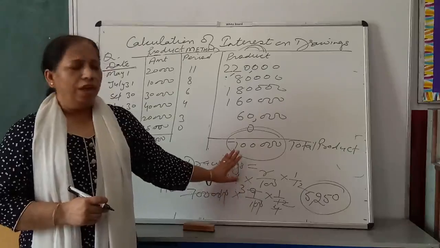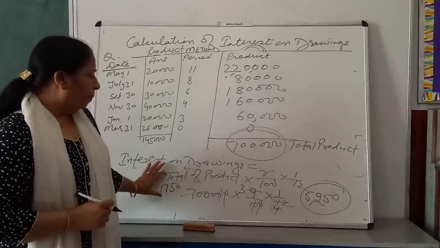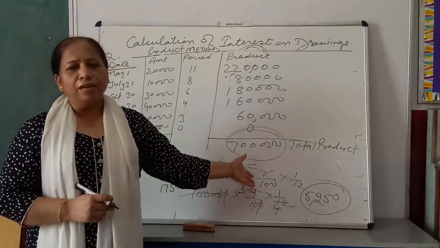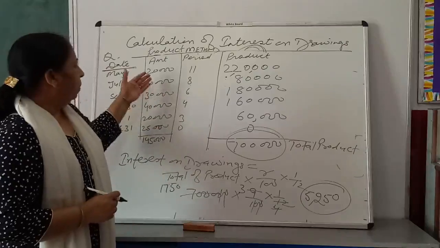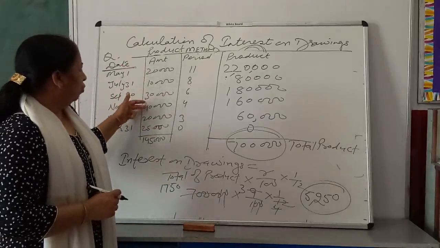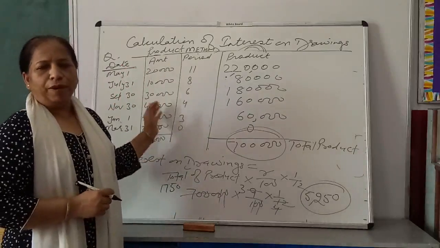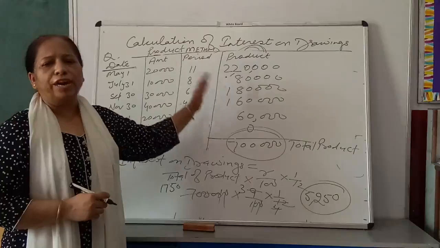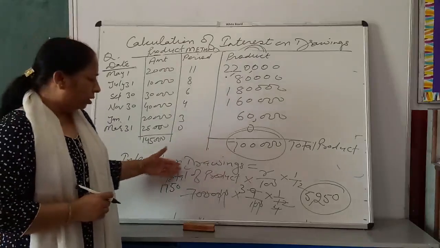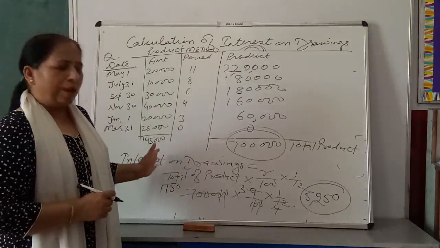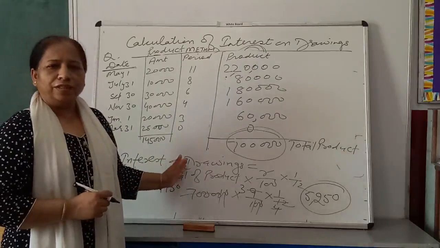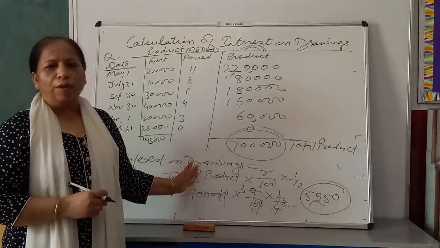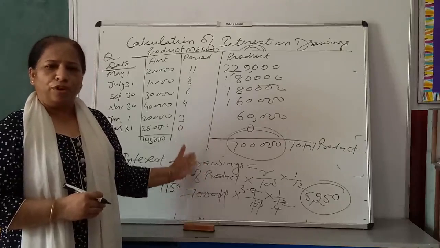Why is it so? In the product method, you just apply the formula once and you get the answer. But in the simple method, you apply the formula 6 times. You calculate interest on drawings 6 times, then you get the answer 5,250. So it is better for you to apply the product method to calculate interest on drawings. So this was all about your simple method and product method.